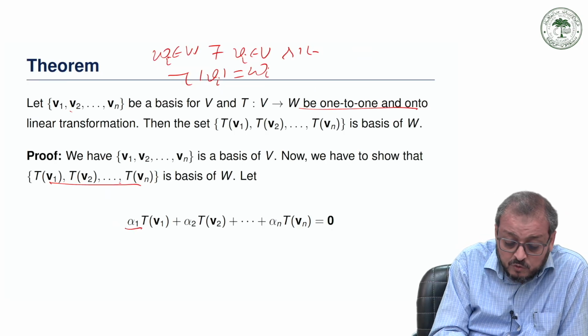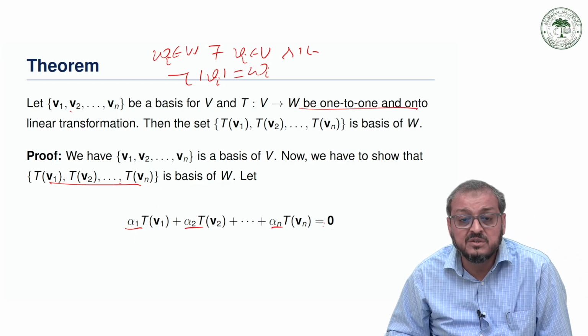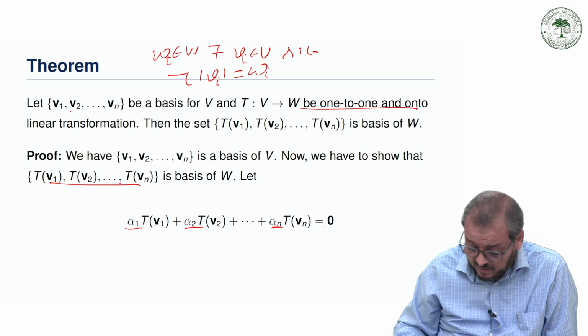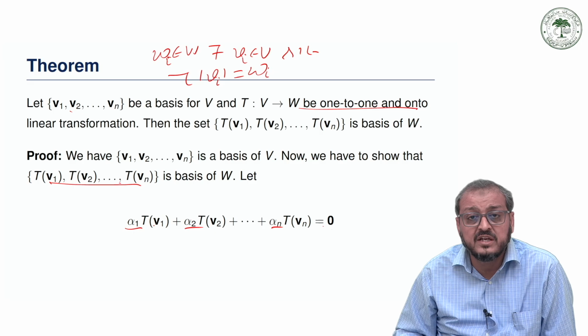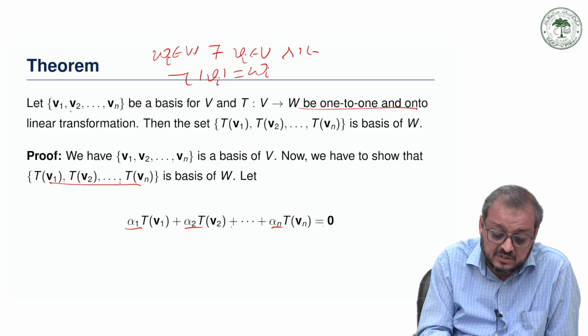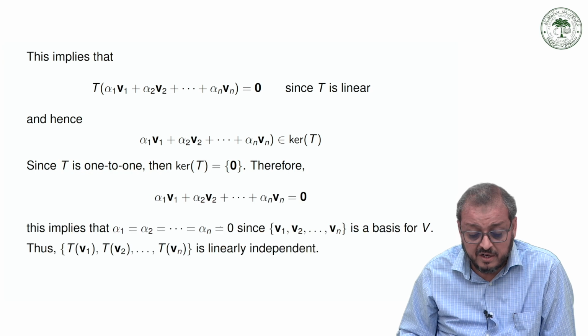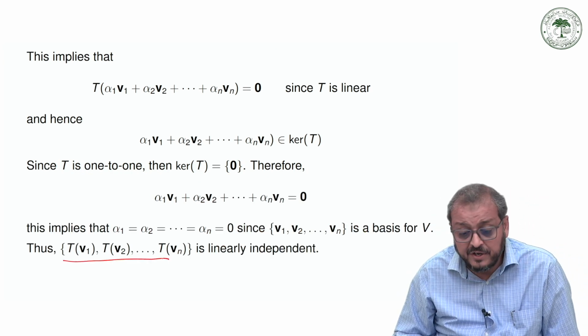So this means we have to show that the linear combination of this is equal to the 0 vector. Then this implies that alpha 1, alpha 2, ..., alpha n are 0. So the scalars being 0 means this set of vectors T of v1, T of v2, ..., T of vn is linearly independent. So the first part is clearly completed.